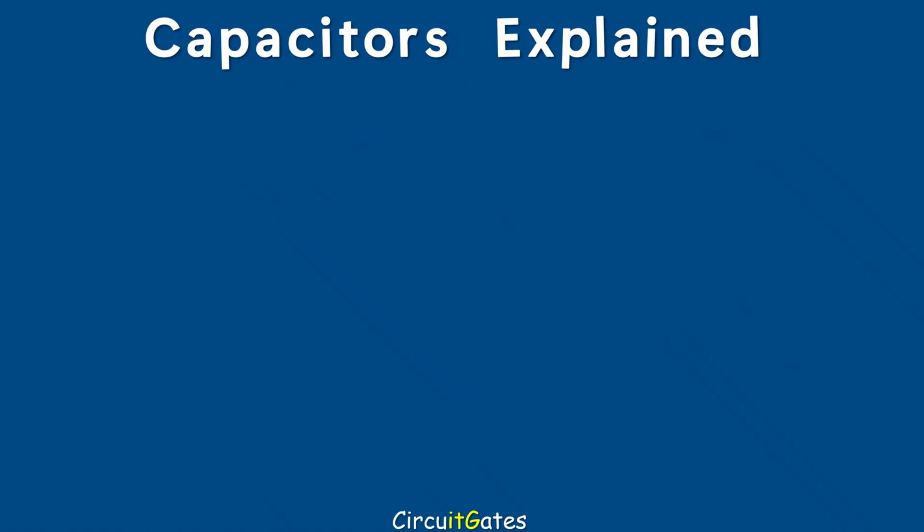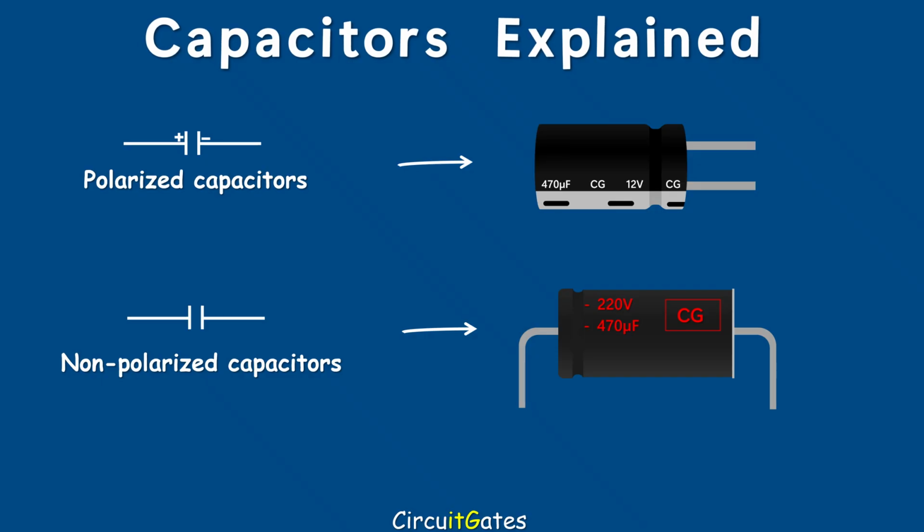Capacitors are grouped into polarized and non-polarized capacitors. Polarized capacitors are used in DC circuits only. They are characterized by stripes with positive and negative signs, which indicate the negative side and the positive side of the capacitor, while non-polarized capacitors are used in both DC and AC circuits.